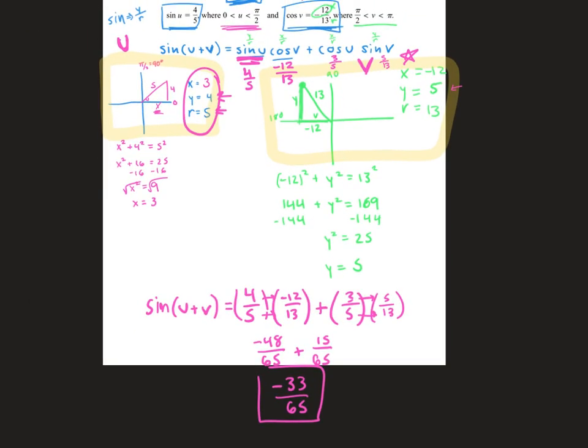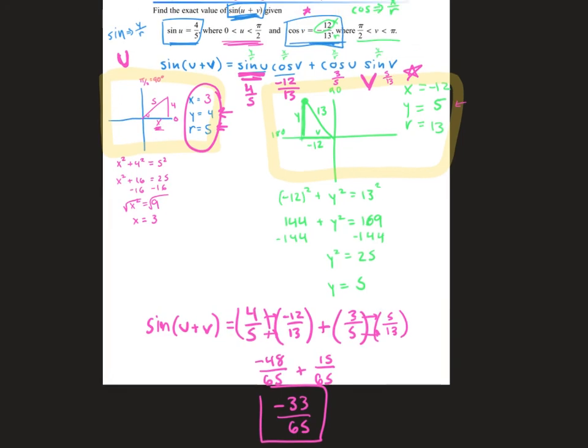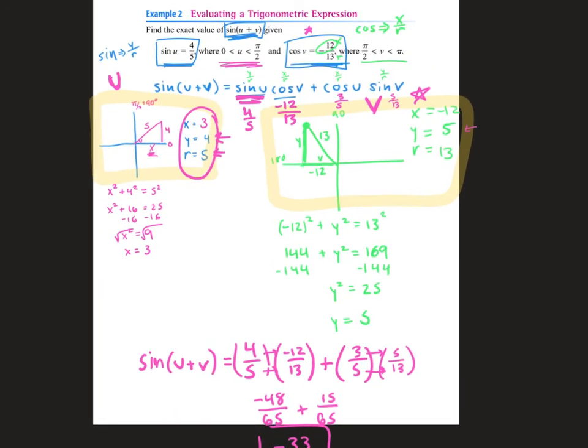So this one requires a lot of work, but nothing we haven't done before. For the WebAssign, I would have your notes open and follow the steps that we did to help you, because this one is easy to get lost or not know where to go next. But definitely have your notes open because it's not that terrible. Once you figure out what your x, y, and r is for both your u triangle and your v triangle, then you just plug it in. Any questions?